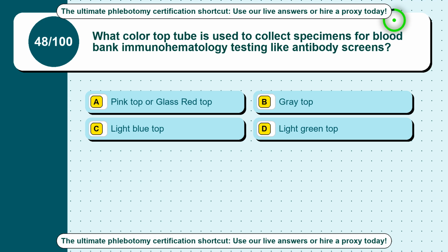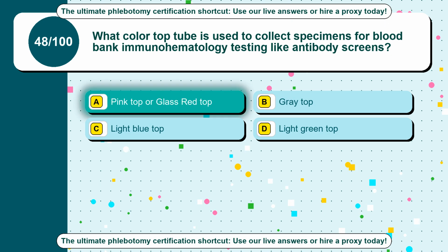Question 48. What color top tube is used to collect specimens for blood bank immunohematology testing like antibody screens? Option A, pink top or glass red top. Option B, gray top. Option C, light blue top. Option D, light green top. The correct answer is option A, pink top or glass red top.